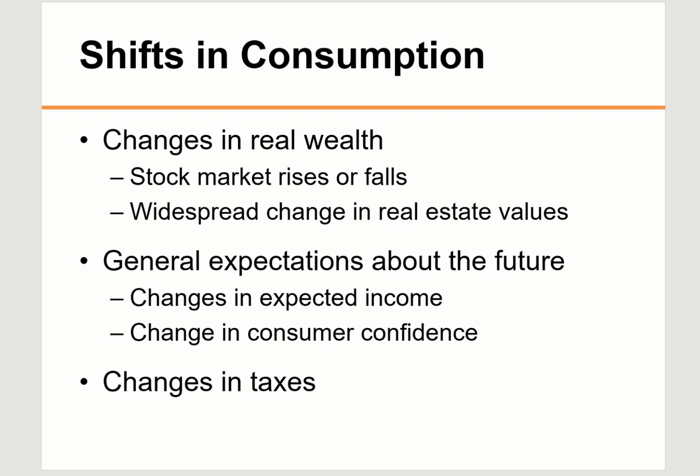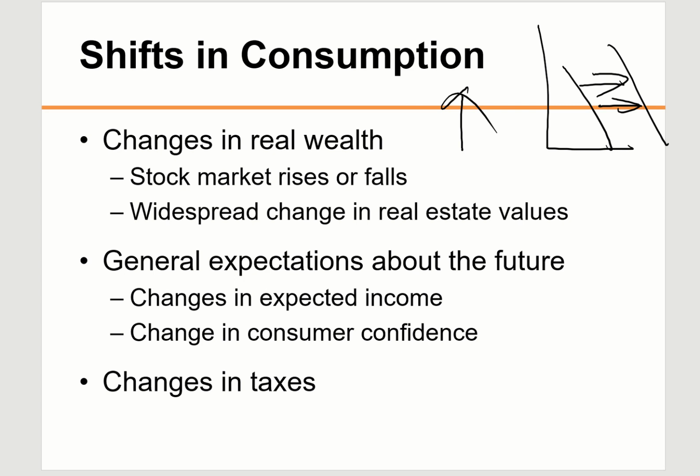For the change in real wealth, imagine the stock market goes up. Let's say next month the market does very, very well and the value of the stock market doubles. People who have money in the stock market or in their 401(k)s feel very happy. Then what do they do? They buy more stuff. So in this case, consumption will increase. When consumption increases, your aggregate demand curve will shift to the right.